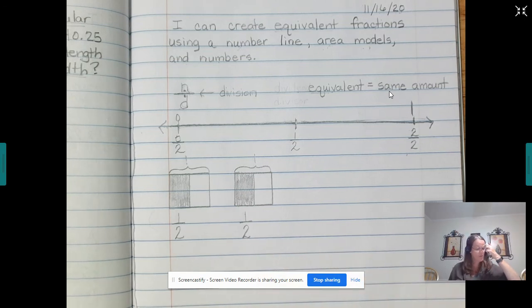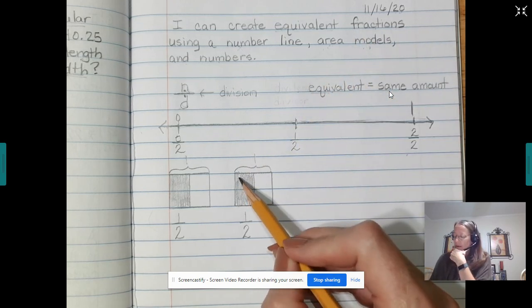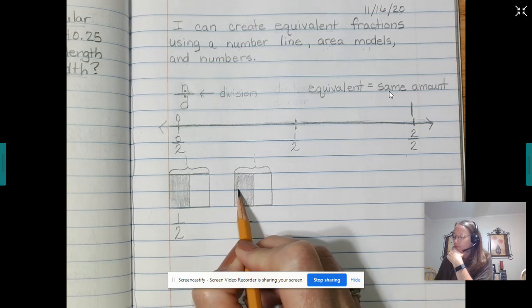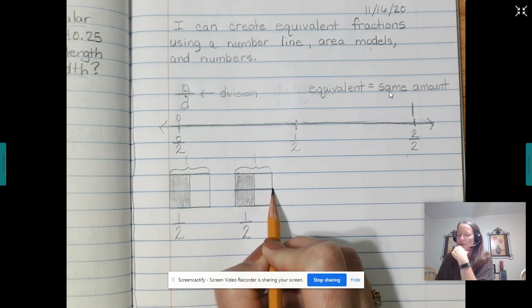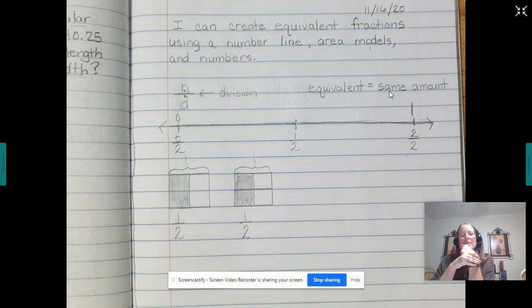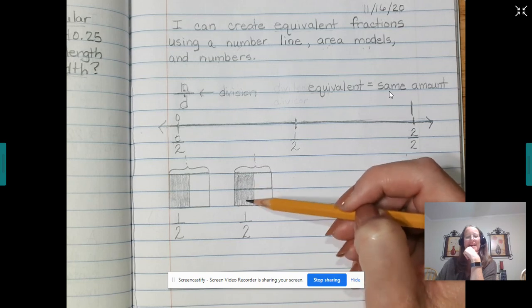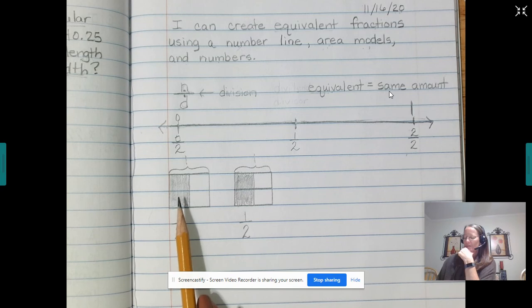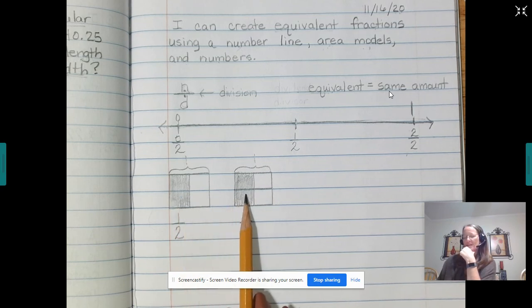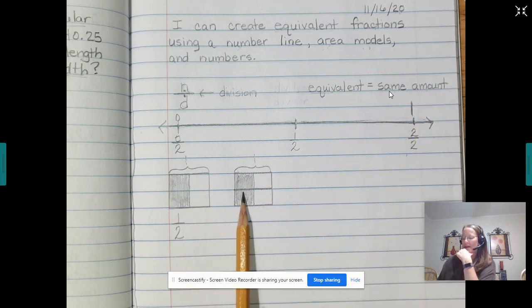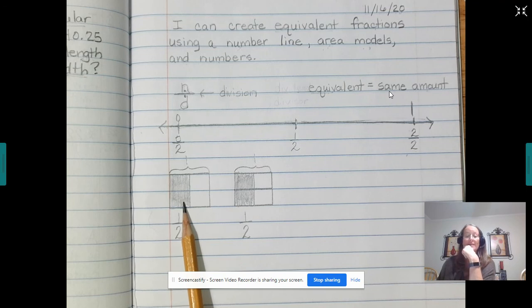Now, I wonder what would happen if we drew one horizontal line through this fraction model. Let's think about what just happened. How many shaded parts do I have now? I have 2 shaded parts. But wait a minute, let's think about it. Did the amount of the shaded area change, or did it stay the same? It stayed the same. We have the same amount. These 2 fraction models are equal or equivalent, okay?